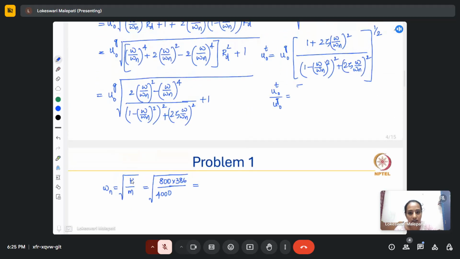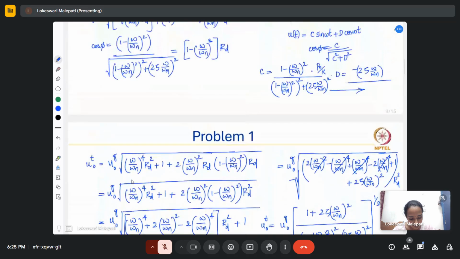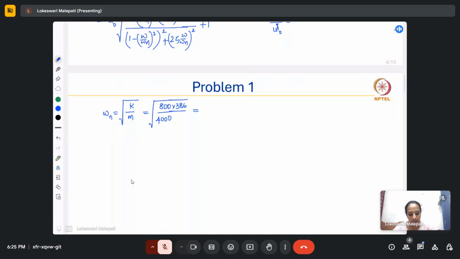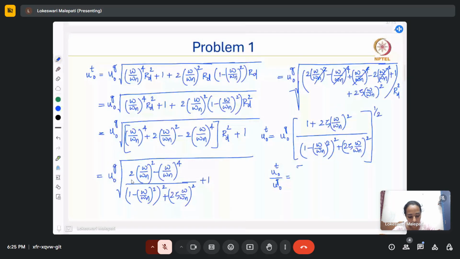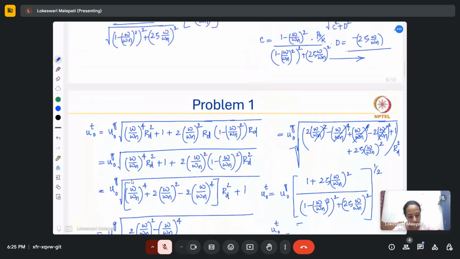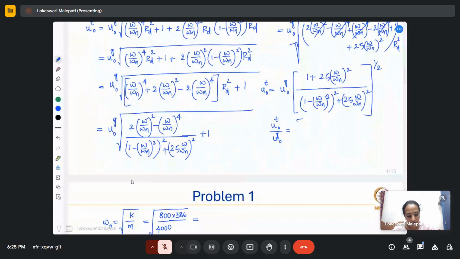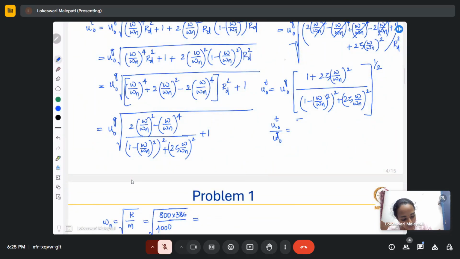So are you able to understand this derivation? Actually this is given as a standard result in the textbook, just to make you understand how it was obtained. So I have derived the complete thing. For the problems, we can just directly use this formula. So that means when the support is undergoing a displacement of amplitude of ug naught, then the transmissibility ratio is this term.